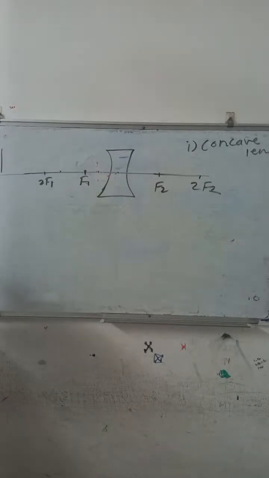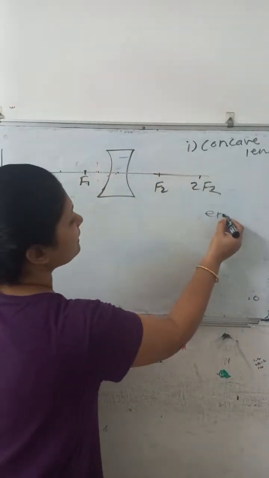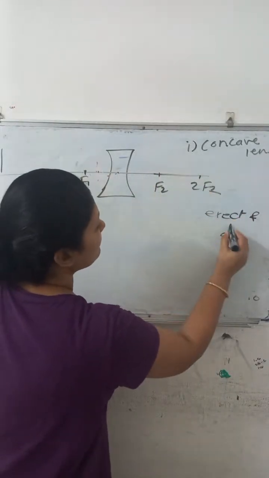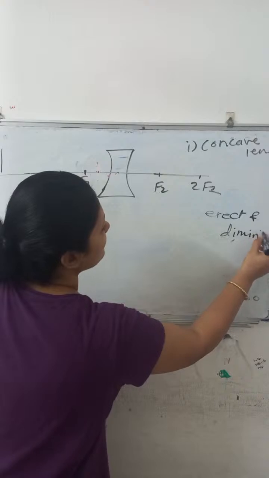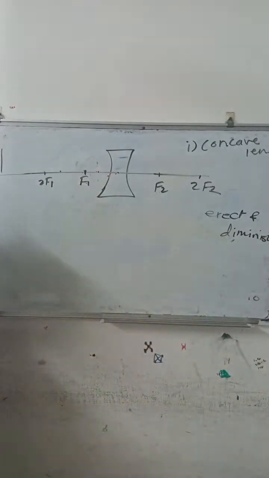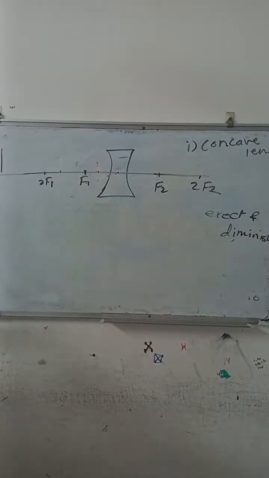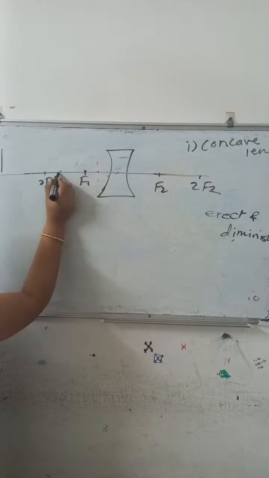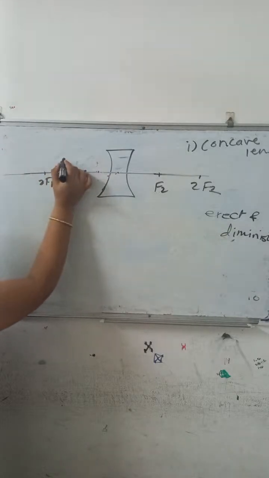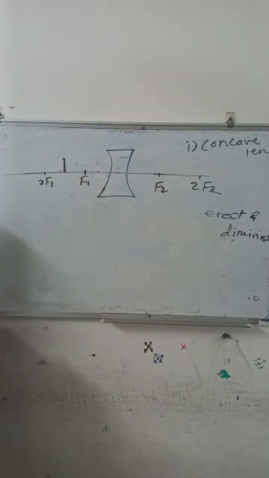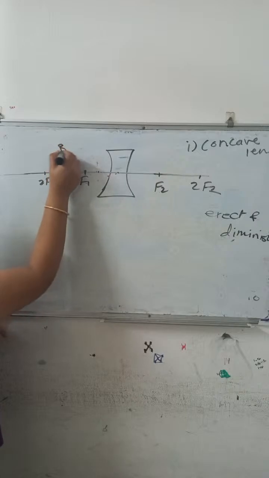The image is what here? They are giving erect and diminished. Okay, that means we have to keep the object in between the optical center and the focus, in between the focus and this center. So you can keep the object over here and try to complete the ray diagram. Suppose this is your A and this is B.